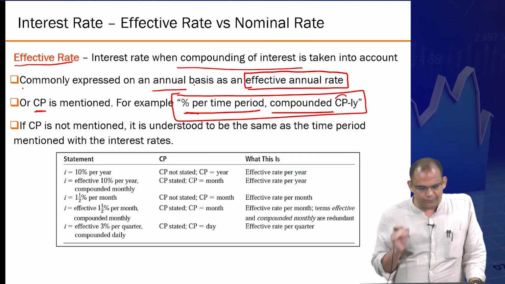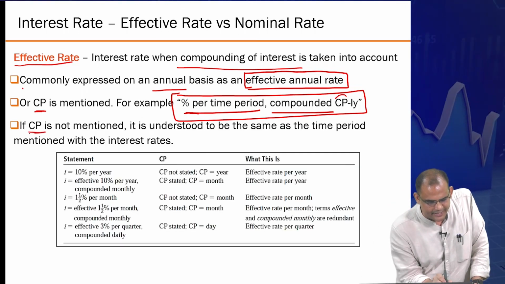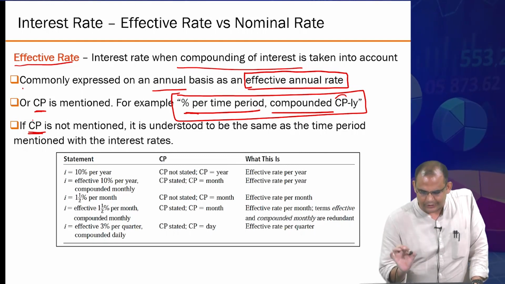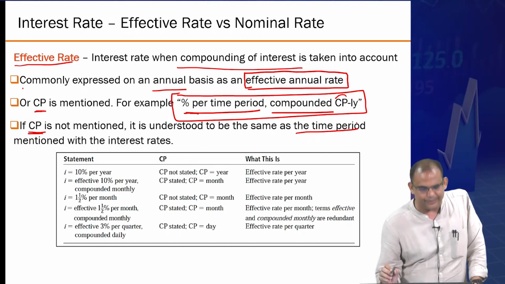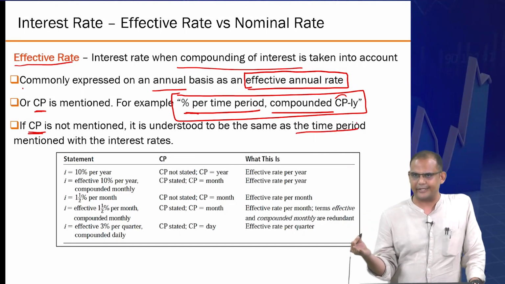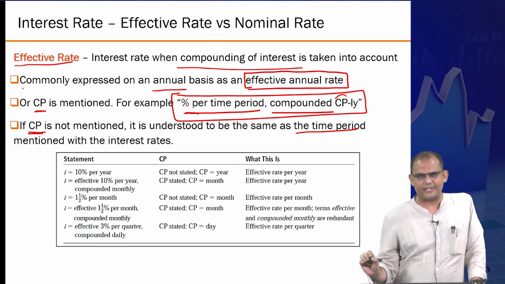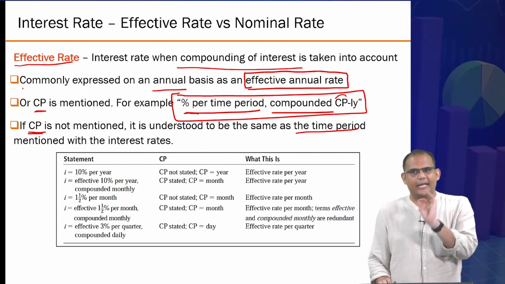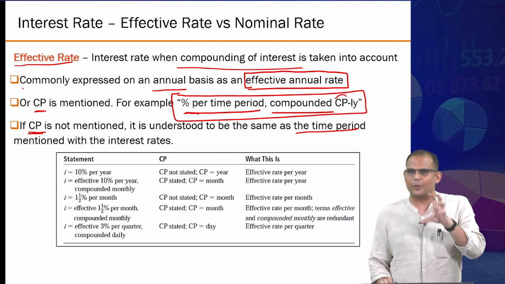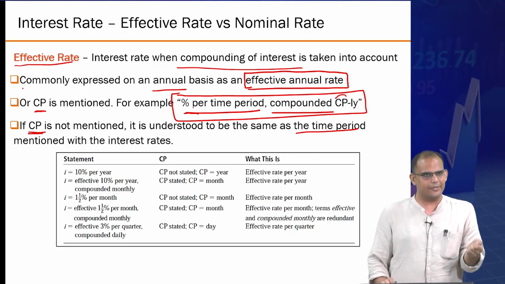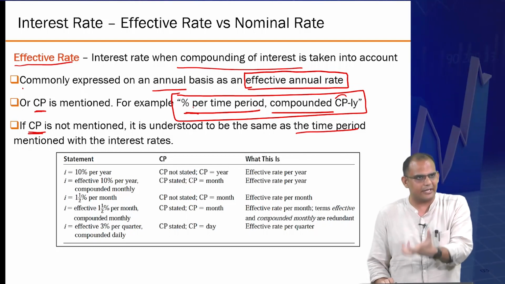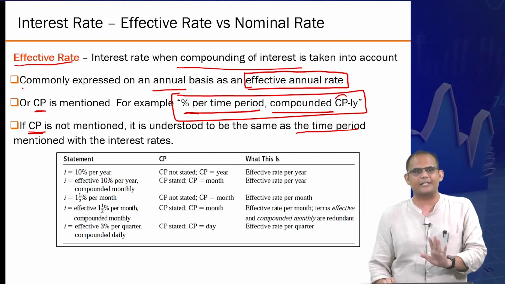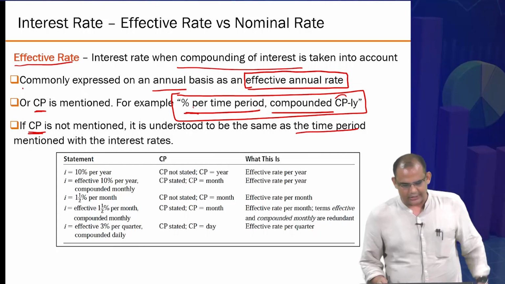Alright, let me give you more examples. The idea is, if CP is not stated, if I'm not giving you any information on the compounding period, you assume it is the same as the time period mentioned with the interest rate. For example, when I'm only giving you 8% per year, it means your compounding period is also a year. In that case, if I'm asking you to work only on yearly cash flows, you can directly use the rate. If I'm asking you to use this rate on some different type of cash flows, for example monthly or two-yearly basis, you need to change the rate. Okay.